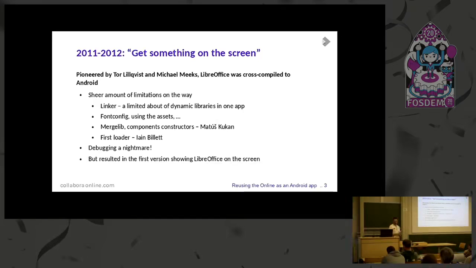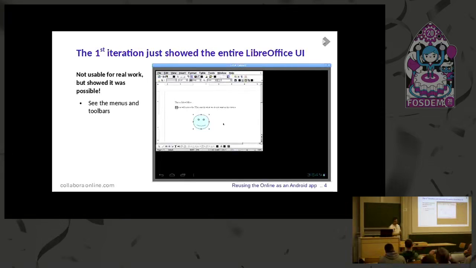The debugging of this was a nightmare. The stuff was not ready for native debugging at that time at all. You had to upload something to the device, put some waits into the startup procedure, and all these nightmares. But they succeeded. They got something on the screen, which you can see inside the tablet. There was the screen of LibreOffice, but of course this is not what you expect from a mobile app. It was unusable in this state, but it was possible.